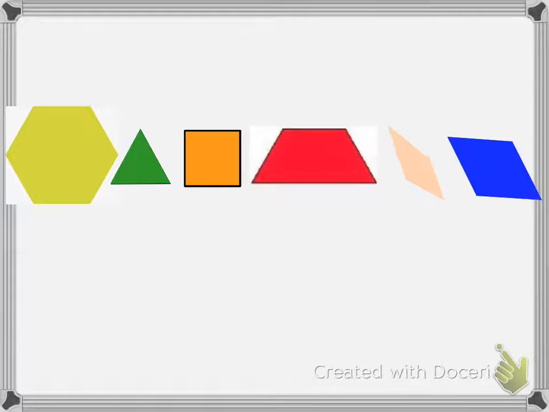So let's read the colors from first to sixth. Yellow, green, orange, red, tan, and blue.